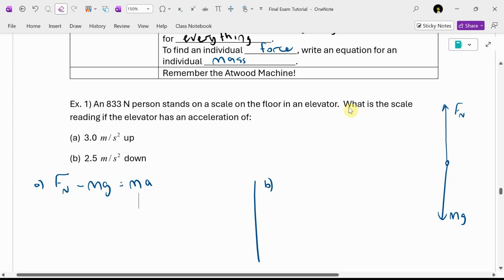Kara, back to you. What are they asking me to find? Read the second sentence of the question. Which of these is telling me the scale reading? What does a scale actually measure? Not mg. What does it measure?